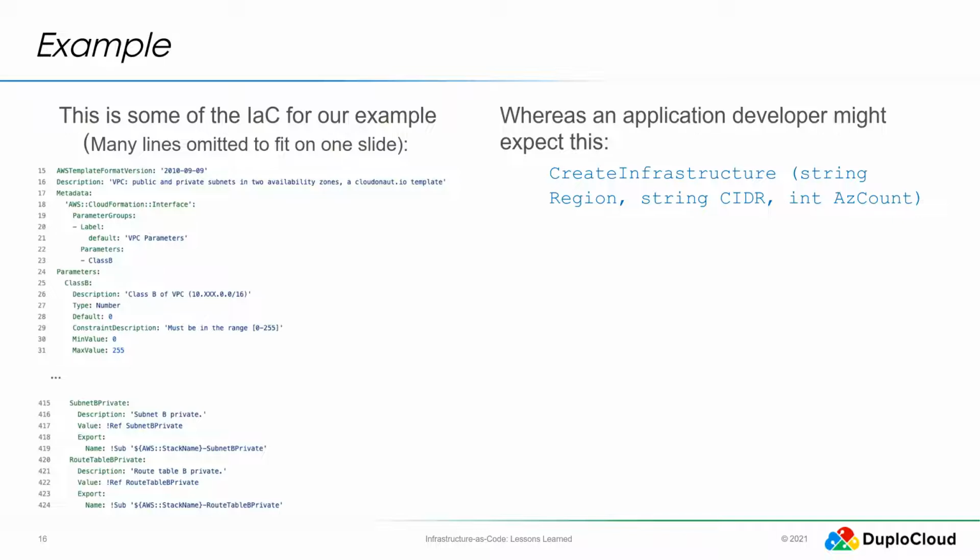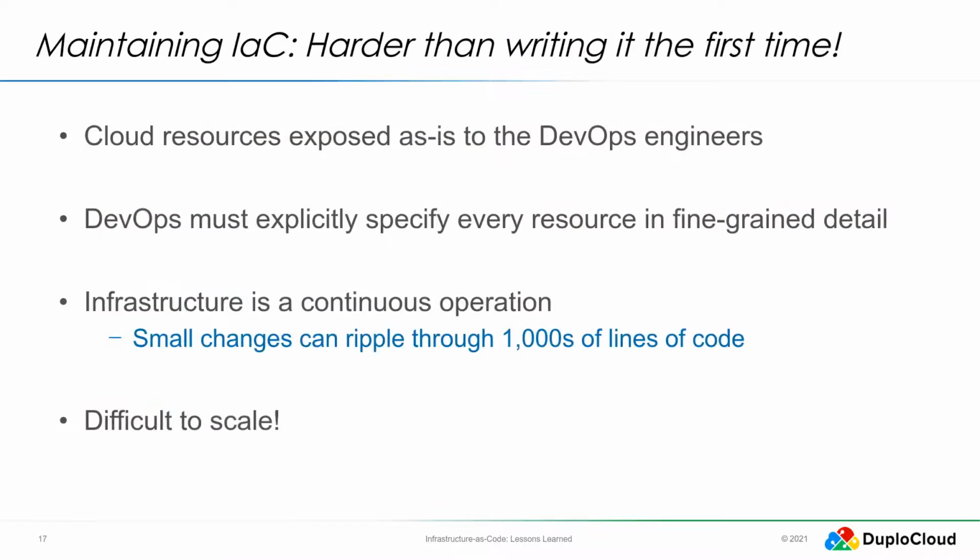I should not have to go and hunt for a function or a module and pass it parameters and say, hey, this is the right module and this is how it should be done. That's what I mean by a higher layer of abstraction. So maintaining infrastructure is harder.